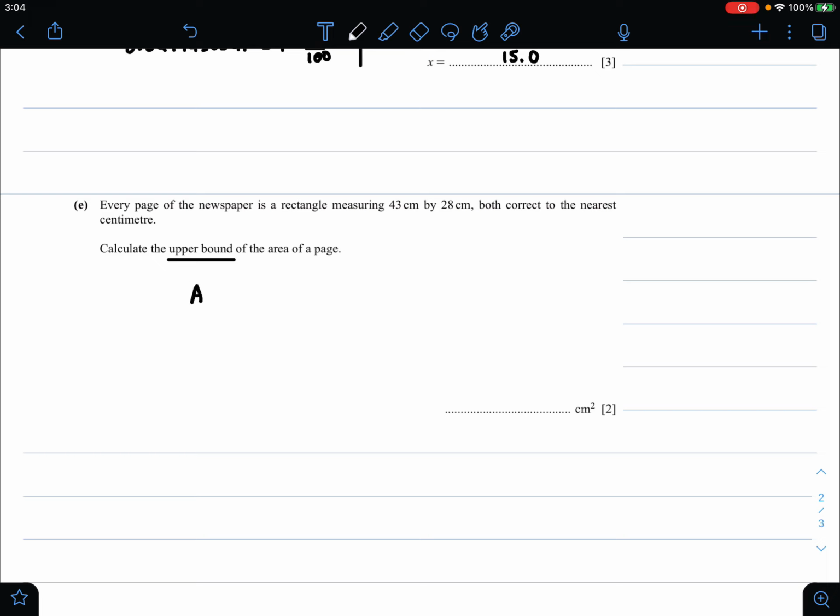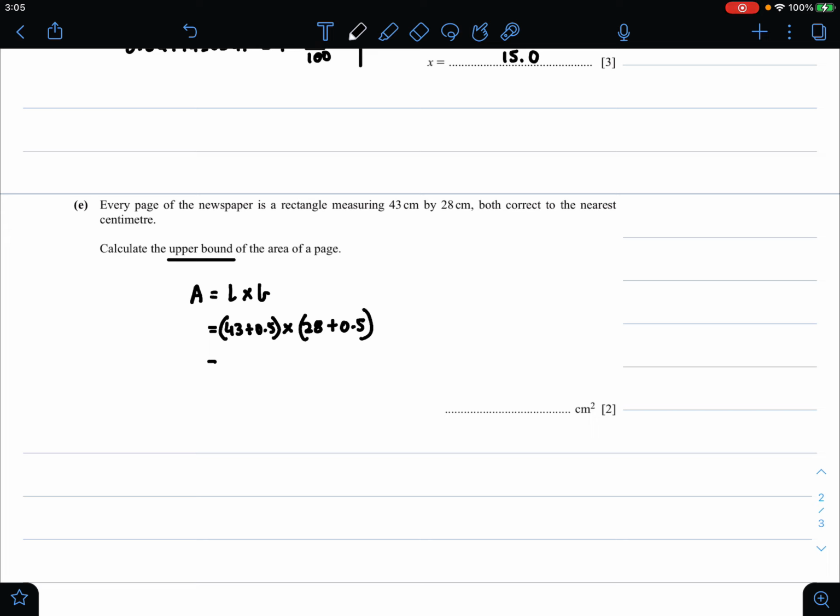the formula for area of a rectangle is equal to length into breadth. They've given us the values of the length and breadth, that is 43 multiplied by 28, but we have to calculate the upper bound. So the easiest way to do that is to first add that 0.5 extra to each of the measurements. So instead of 43 we will use 43 plus 0.5, and instead of 28 we will use 28 plus 0.5.